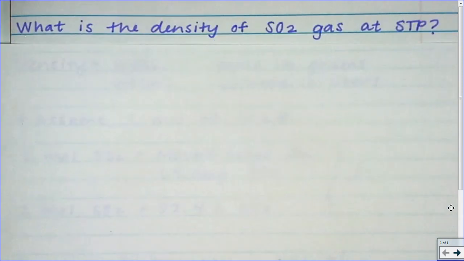Our next and last example problem is: what is the density of SO2 gas at STP? And so we can use this branch to figure out the volume, and we can also figure out molar mass at this point in time. So there's a few things we need to remember.